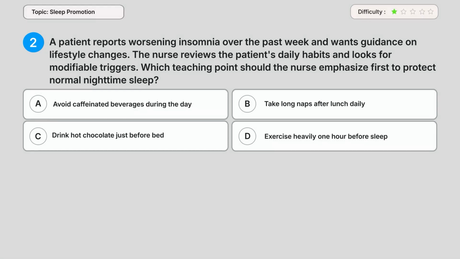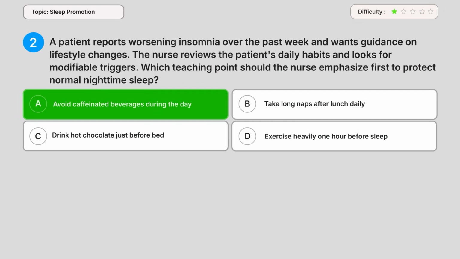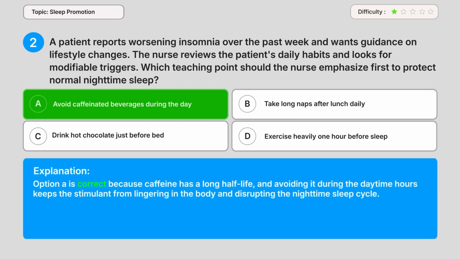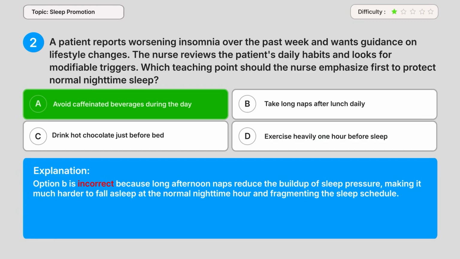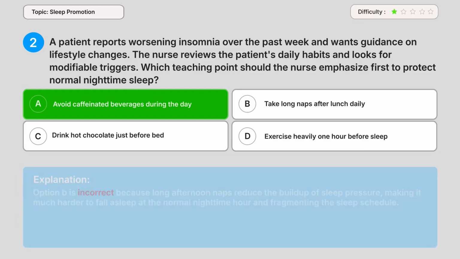Correct answer. A. Avoid caffeinated beverages during the day. Option A is correct, because caffeine has a long half-life, and avoiding it during the daytime hours keeps the stimulant from lingering in the body and disrupting the nighttime sleep cycle. Option B is incorrect because long afternoon naps reduce the buildup of sleep pressure, making it much harder to fall asleep at the normal nighttime hour and fragmenting the sleep schedule.